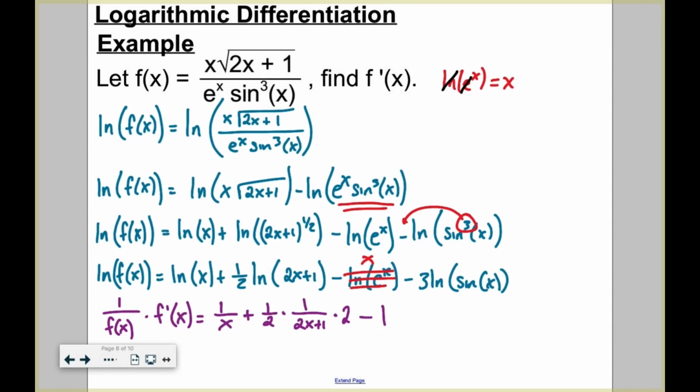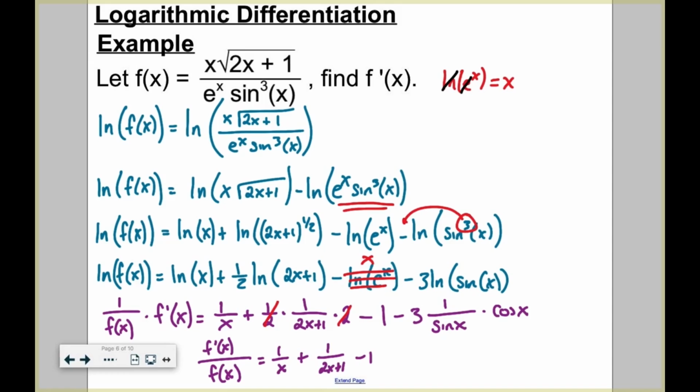And then, finally, minus 3 times 1 over sine of x. And the derivative of sine of x is cosine of x. And now we can just simplify. So we're going to have f prime of x over f of x is equal to 1 over x plus, let's see, this 1/2 and 2 are going to cancel each other out, leaving us with 1 over 2x plus 1 minus 1 minus 3 cosine of x all over sine of x.